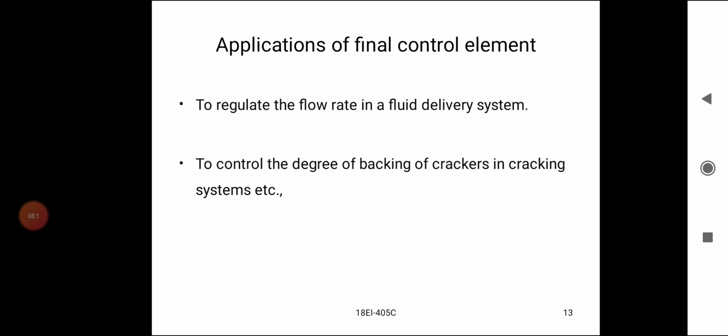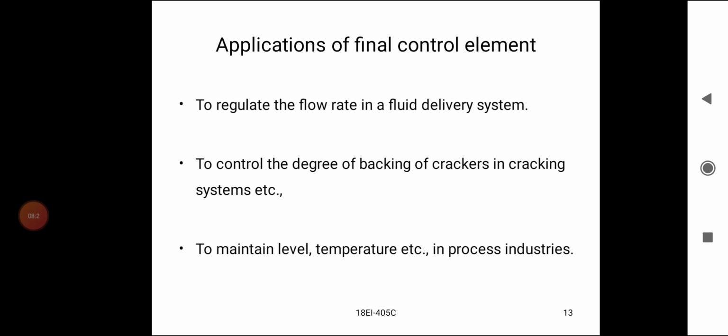Applications of final control element: to regulate the flow rate in a fluid delivery system, to control the degree of baking of crackers in a cracking system, to maintain level, temperature, etc. in process industries.